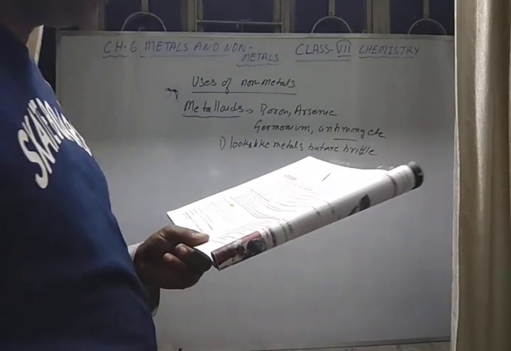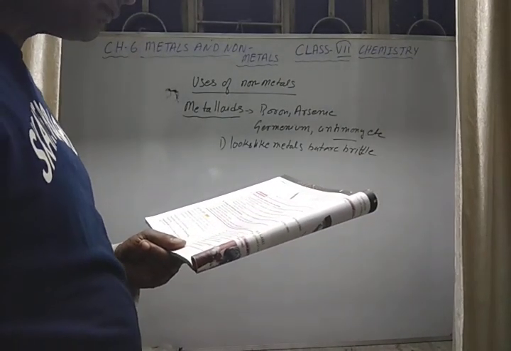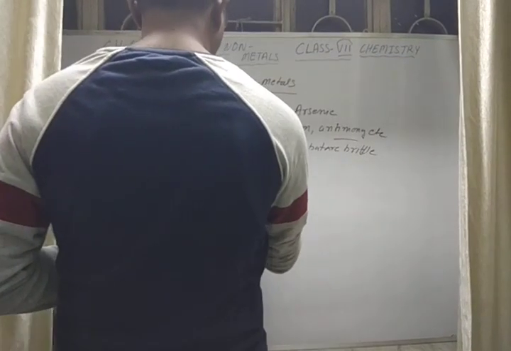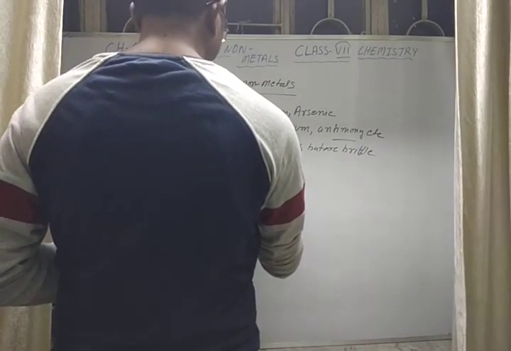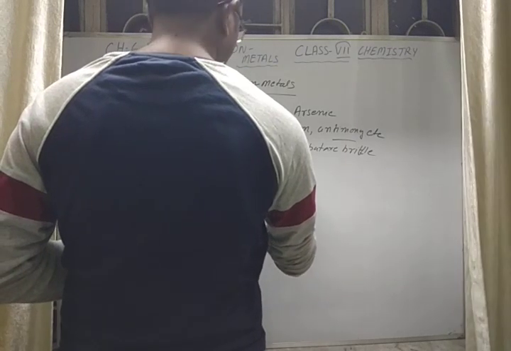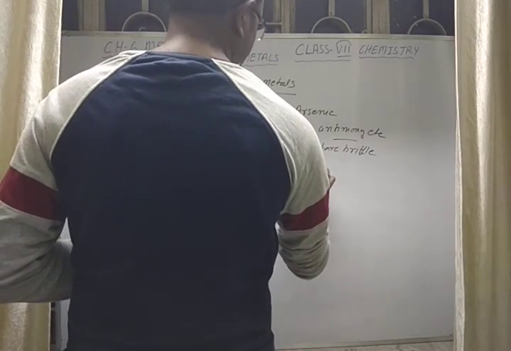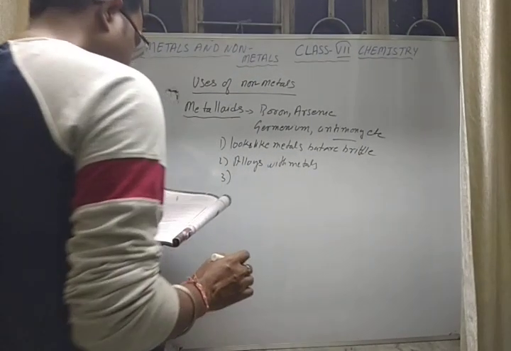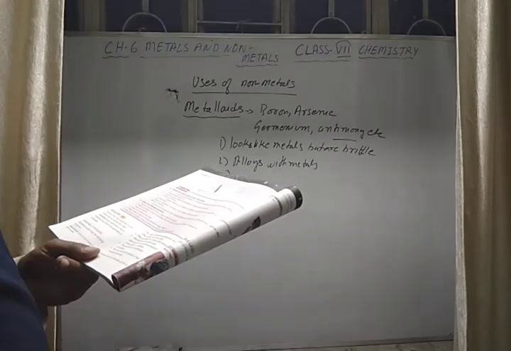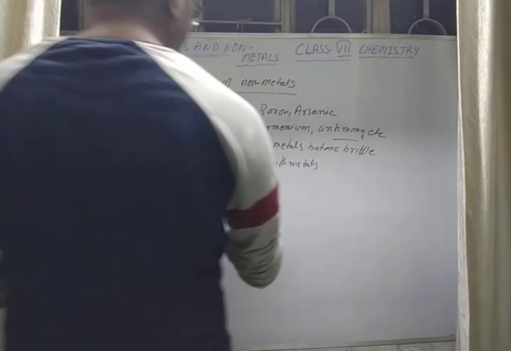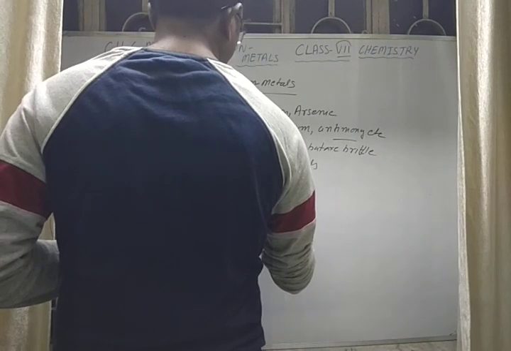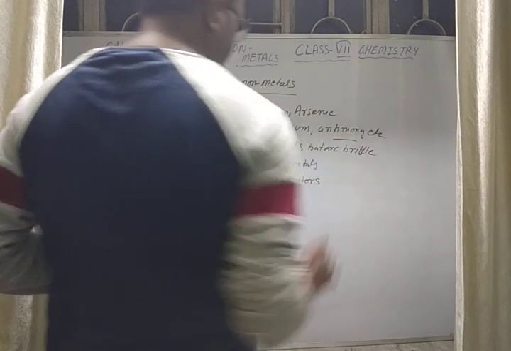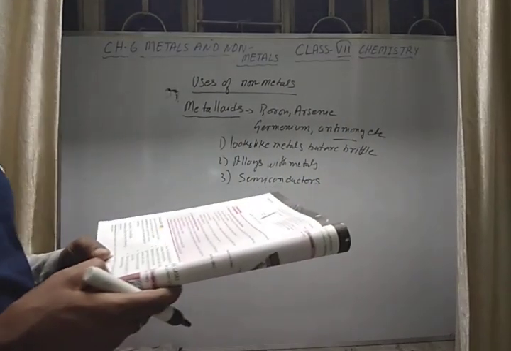They can generally form alloys with other metals. Third, metalloids like silicon and germanium are used as semiconductors. That means they behave like a good conductor of electricity.